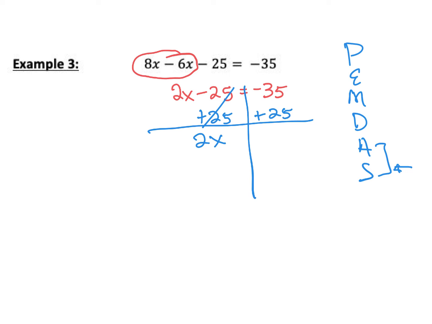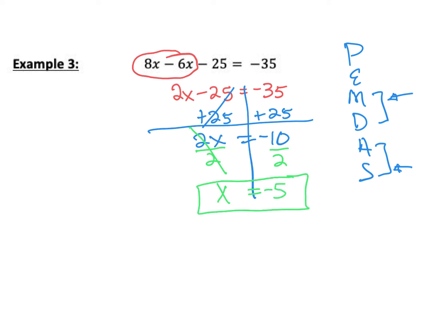Negative 25 plus 25 is negative 10. Now that we've done those two, we're going to look for addition, multiplication, or addition, and we have multiply. So then we are going to divide. So we're going to divide by 2. 2 divided by 2 is 1, leaves x by itself. Negative 10 divided by 2 is negative 5. So our answer is x equals negative 5.